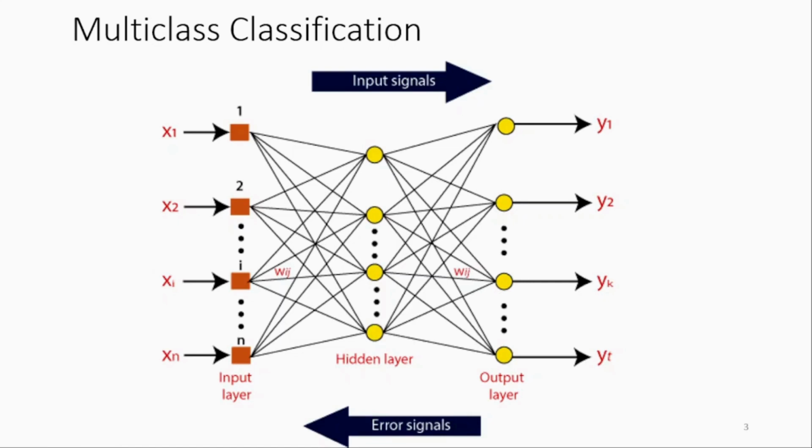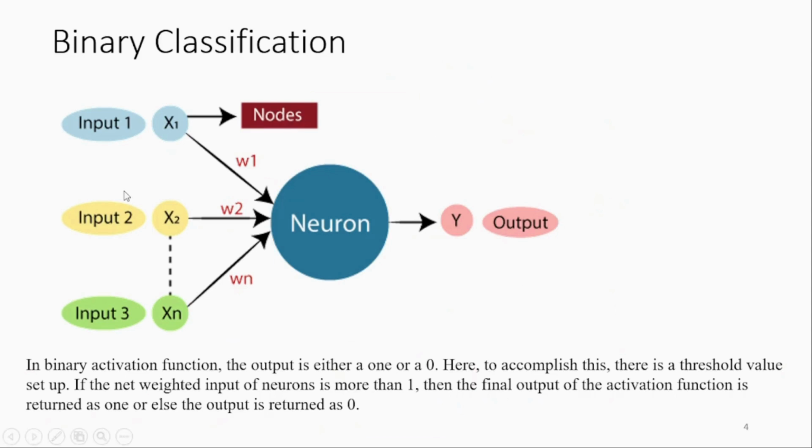So this is multi-class classification, and this is binary classification. If you look at this, these are different inputs to this layer. Then different weights are again assigned to these inputs inside this node, and an activation function will be used which will decide whether to trigger the input or not, and then this is a single output. That's why we call it a binary classification problem, because it gives only one output.